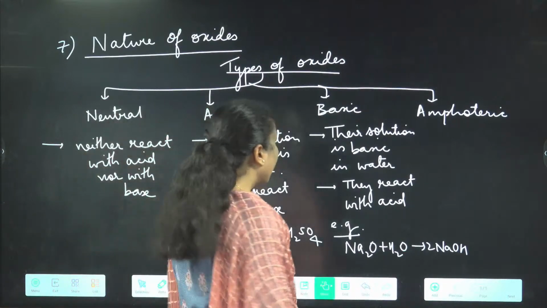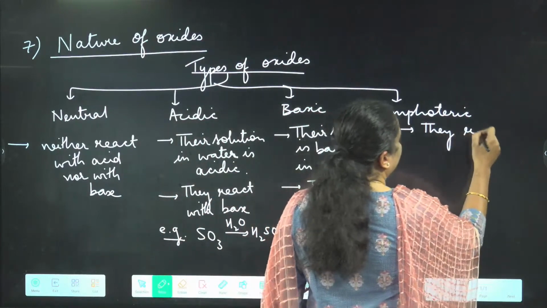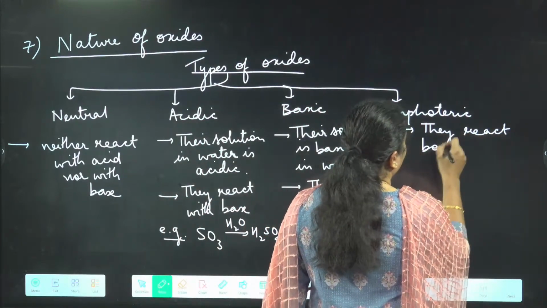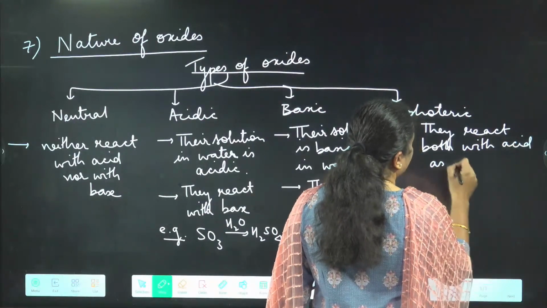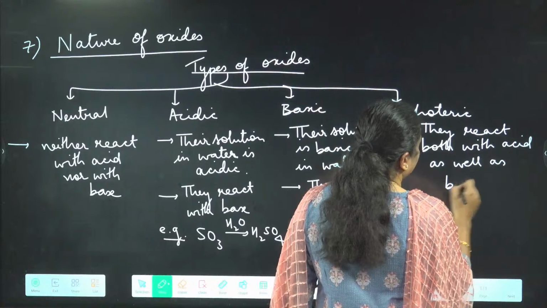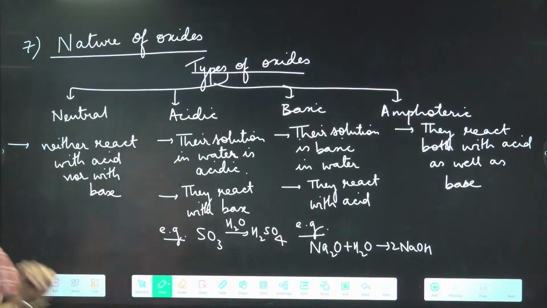Now, amphoteric oxides react both with acid as well as base. That's what an amphoteric oxide is. So first note down this and then we'll proceed further. I'll give you the list of all those things here: amphoteric oxide, neutral, and then you should have a general idea.